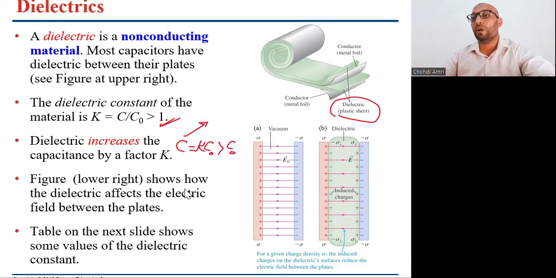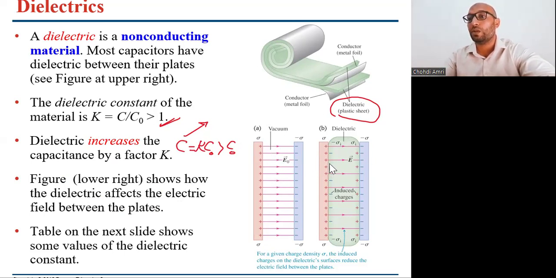The figure in the lower right shows how the dielectric affects the electric field between the plates. So initially, we have two parallel plates. The first is charged positively with the charge density sigma. The second one is charged negatively with the charge density minus sigma. The two densities are equal in magnitude. So there is an electric field that will be built up between these two parallel plates, from the positive to the negative always. And we will call this electric field E naught, before the dielectric.